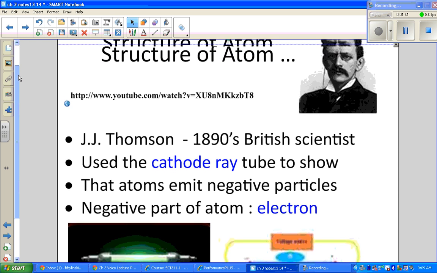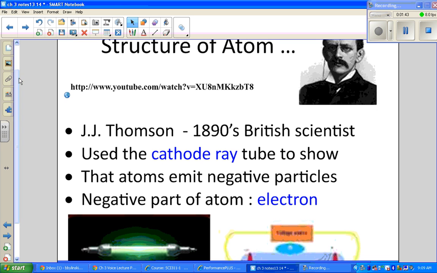Alright, the next scientist is J.J. Thompson. There he is in the picture. If you'd like to watch, this link takes you to how a cathode ray tube works. So in my other notes in open class, you can actually click on that link and see what that demonstration is all about. But here he is. He's an 1890s British scientist, so again from England. He used this cathode ray tube, so here's kind of like a cartoon diagram, but here's what it looks like lit up. And this helped him to realize that atoms have negative particles called electrons.